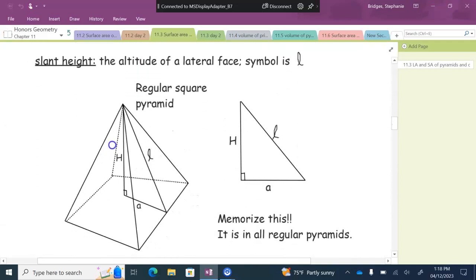Now, this is something else that is slightly different about my pyramid, Sebastian. You should be paying attention.